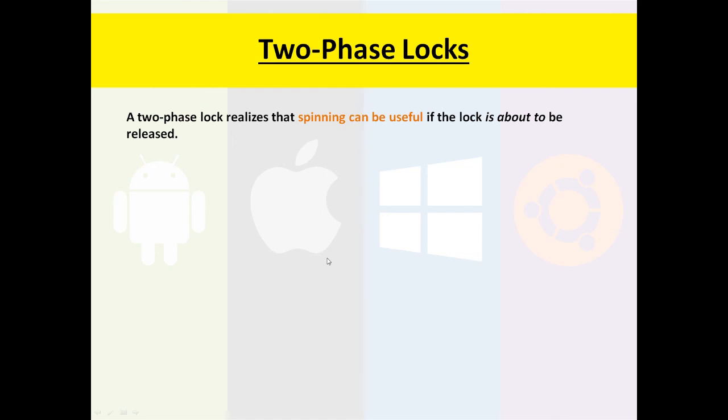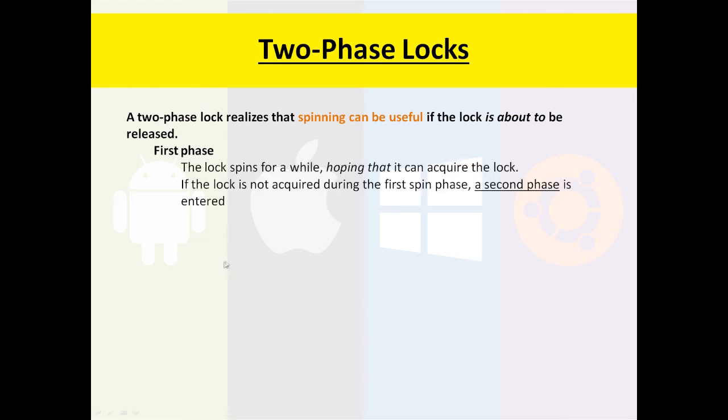Cool. So the last lock that we're going to be looking at is two-phase locks. And two-phase locks realize that spinning can be useful if the lock is about to be released. So the idea here is that in some first phase, the lock spins for a while. You know, when we had all these while loops, that's what I mean by spins. It spins for a period of time hoping that it can acquire the lock. If the lock is not acquired during this first spin phase, which will be a set amount of time, a second phase is entered.